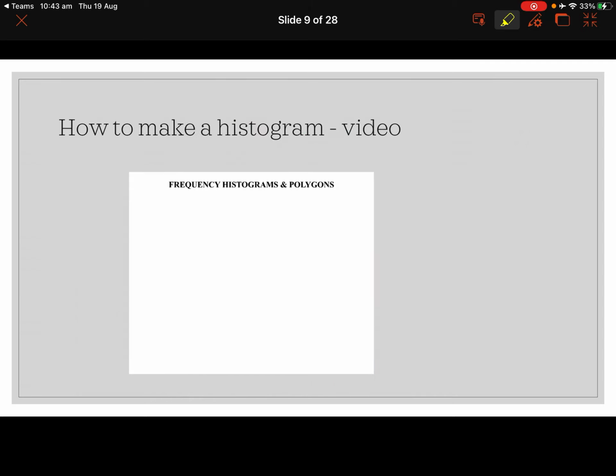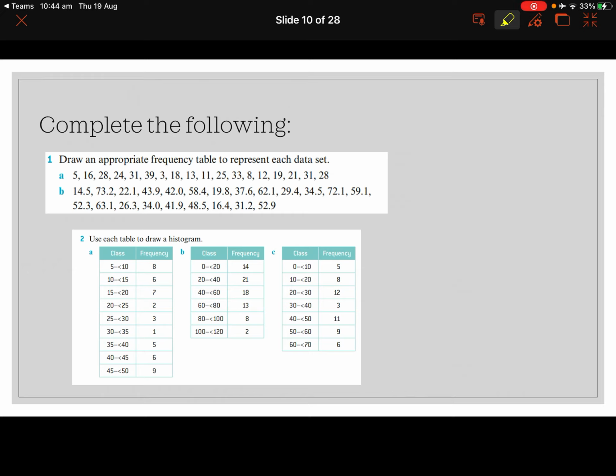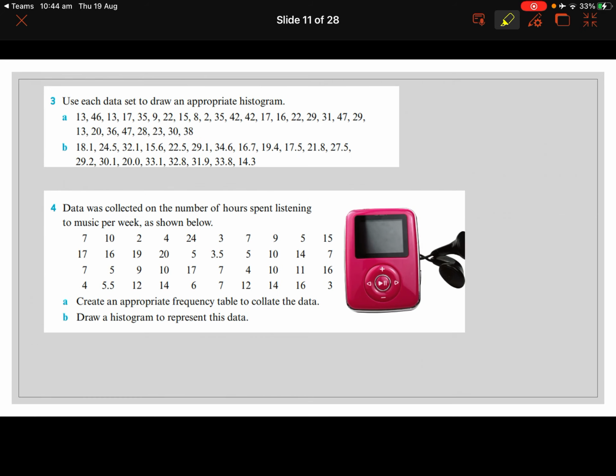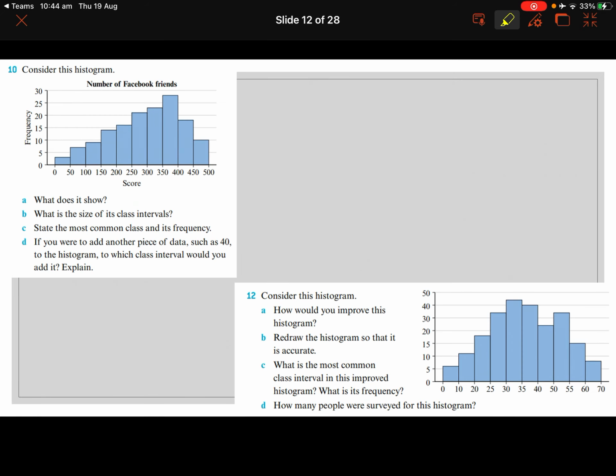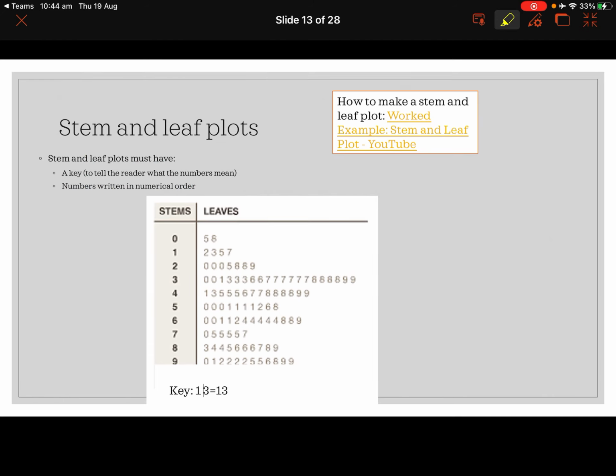Alrighty. How to make a histogram. There's a video here you can watch after this, so you can have a look at exactly how to make one. Then there are some questions here for you to complete by yourselves and send them to me when you're done. Quite a few histogram questions. And this is the last one we're going to look at today, stem and leaf plots.